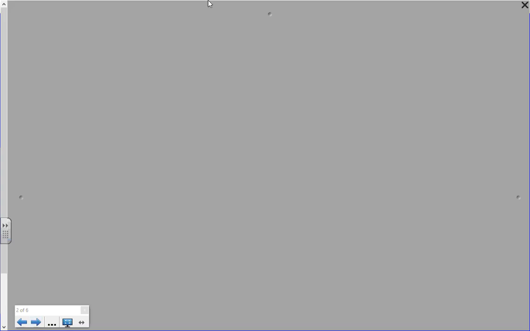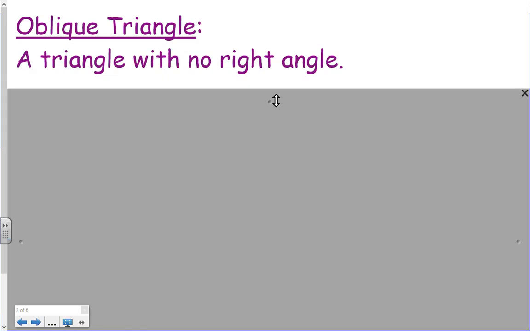All right, let's start out with a term here that is in the title of this section, which is oblique triangles. An oblique triangle is just a triangle with no right angle. So we're no longer starting out with a right triangle. Rather, it's going to be a triangle that does not contain a right angle.